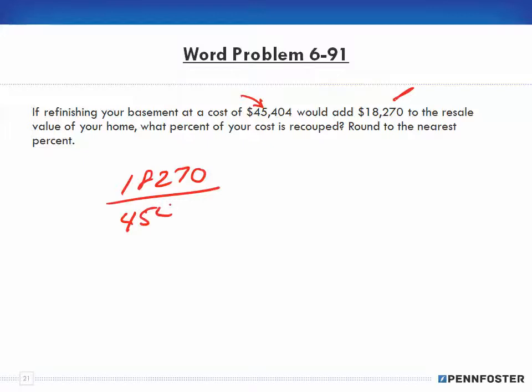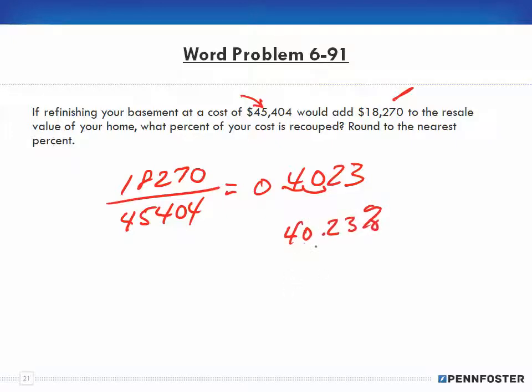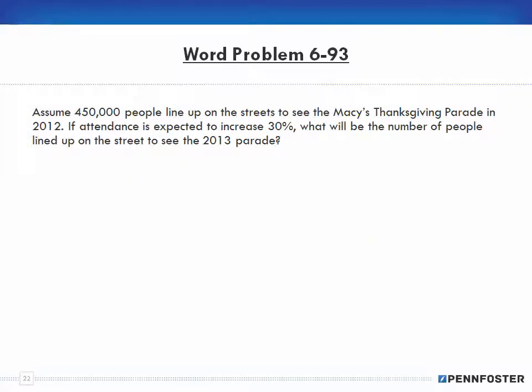I divide the 18,270 by the 45,404. Let's see here, 18,270 divided by 45,404, and I end up with 0.4023, which is 40.23%. Rounding to the nearest percent, the 2 is less than 5, so I'm going to round down to 40%. 6-93.